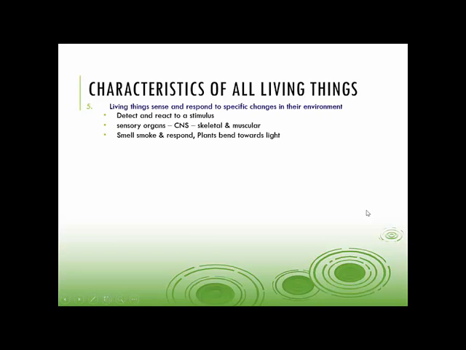Number 5, living things sense and respond to specific changes in their environment. So this essentially means that you are able to detect when things have changed. Our sensory organs are found in the central nervous system. So that would be your brain, your spinal cord. You have two, a parasympathetic and a sympathetic nervous system.